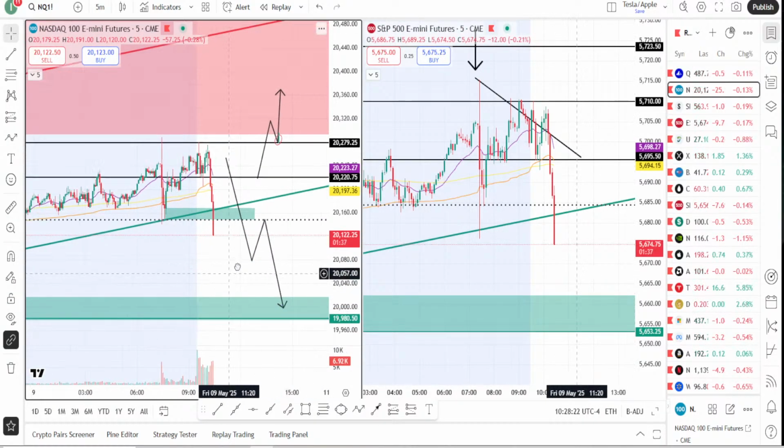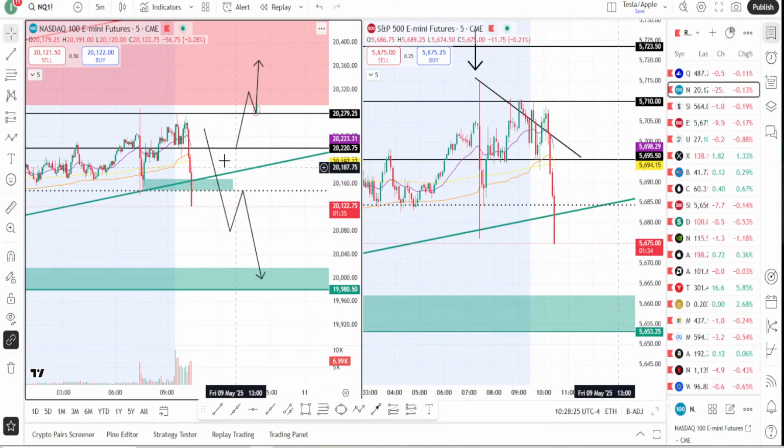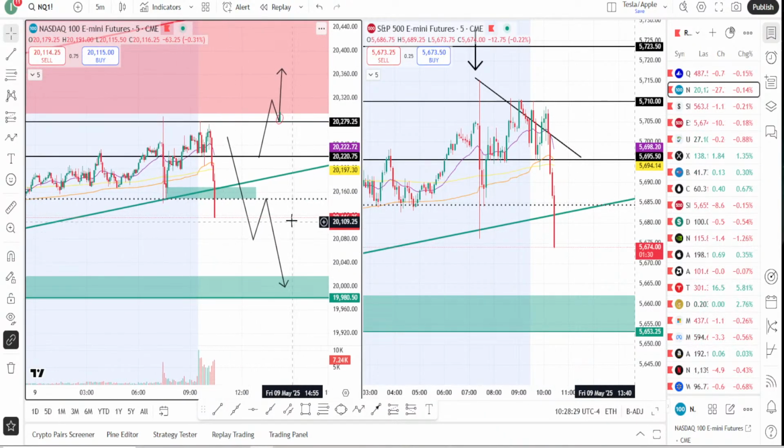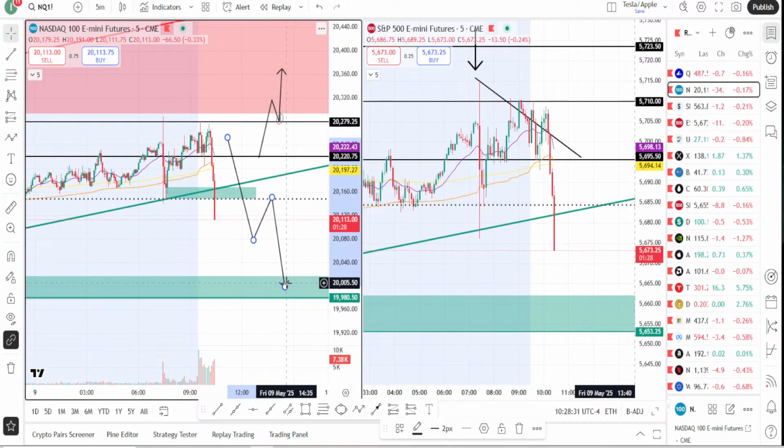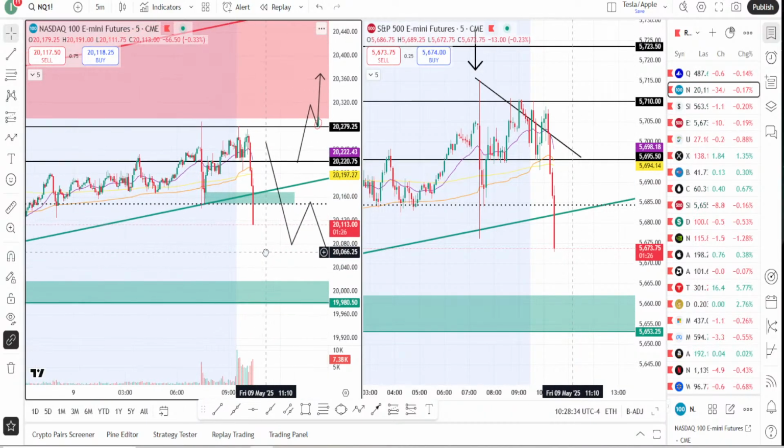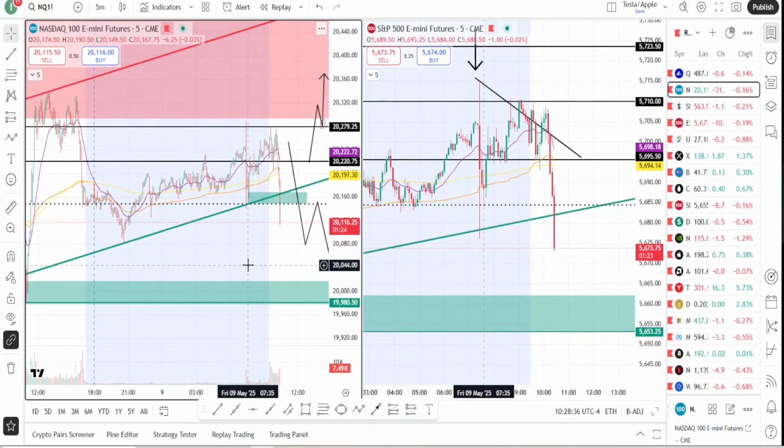Sales are strong. Okay, we want to see a pullback. We want to see a pullback. If this is going to continue lower, I want to see a pullback. I will not chase this.